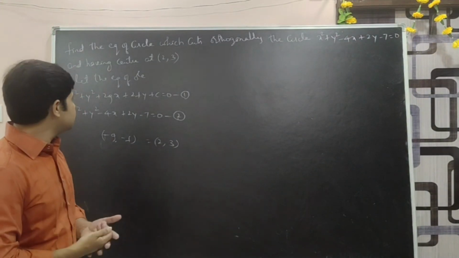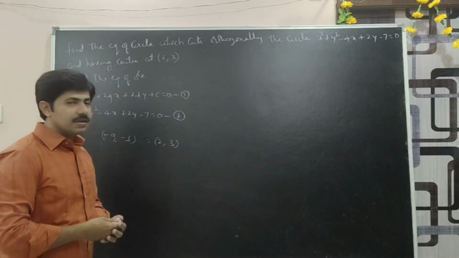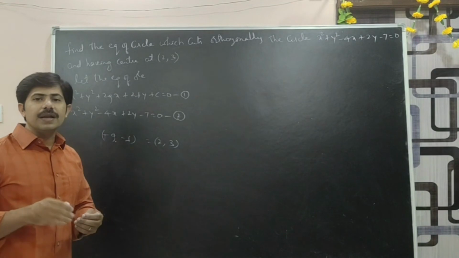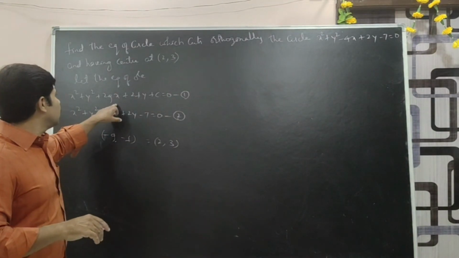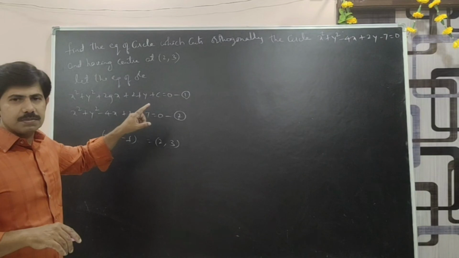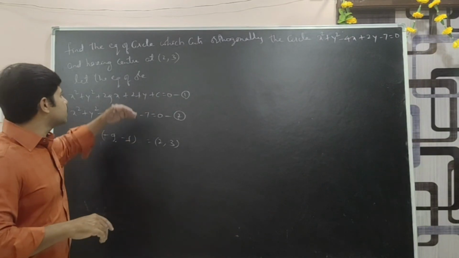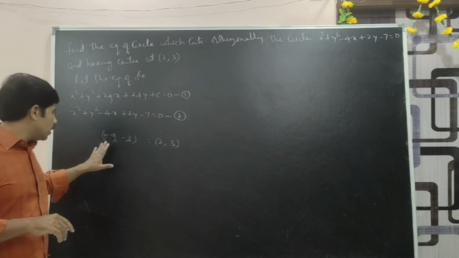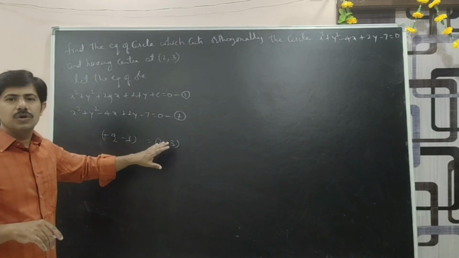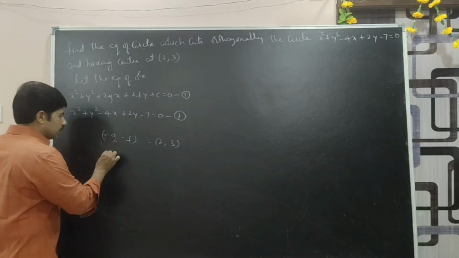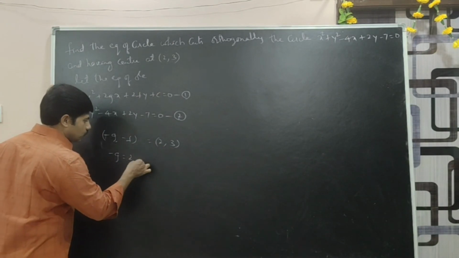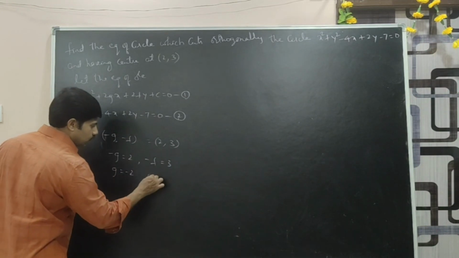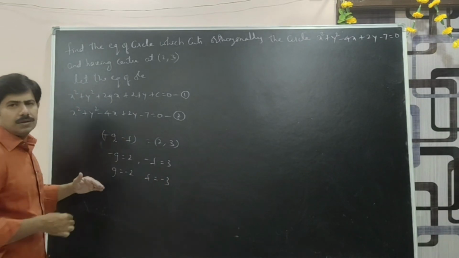How can we say it is (−g, −f)? Always the center refers to the required circle. Here, what is the required circle? x² + y² + 2gx + 2fy + c = 0. So what is the center of that general equation? It is (−g, −f). Here it is given as (2, 3). So we equate this. −g = 2, −f = 3. So g value is −2, f value is −3.